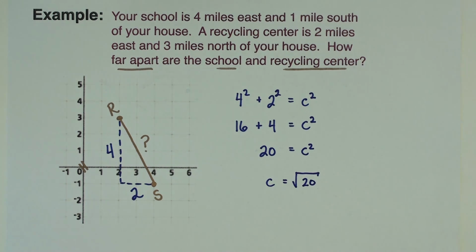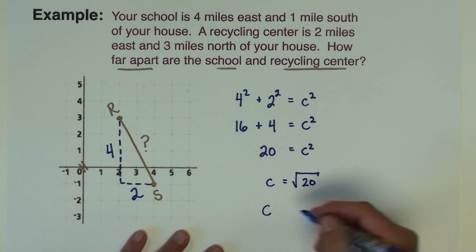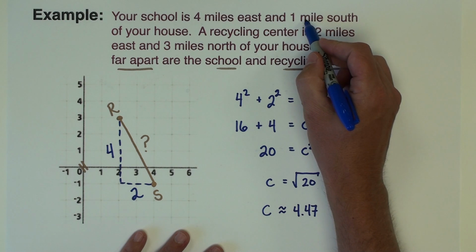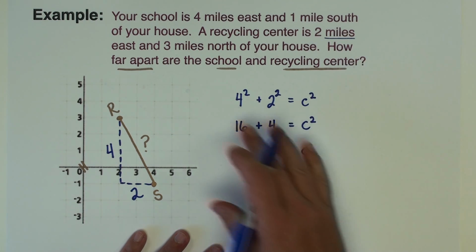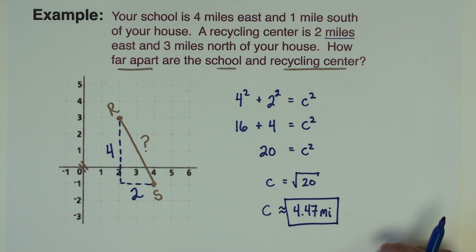Now, since we're talking about miles and distance, how far apart are these two things, it would make sense for me to just go ahead and type that into the calculator. And so the square root of 20, you'll have to see how many decimal points you want, but the square root of 20 is about 4.47 units, in miles. So the recycling center and the school are about 4.47 or maybe 4.5 miles apart.